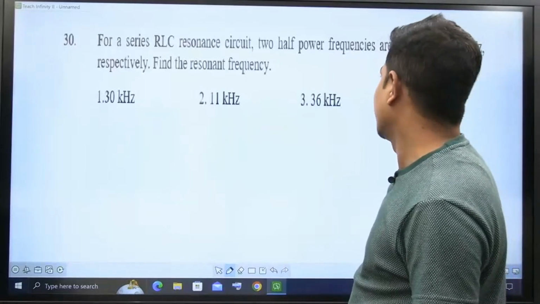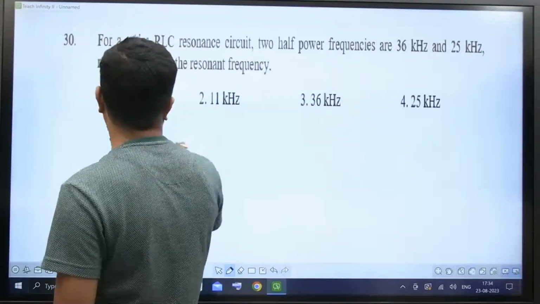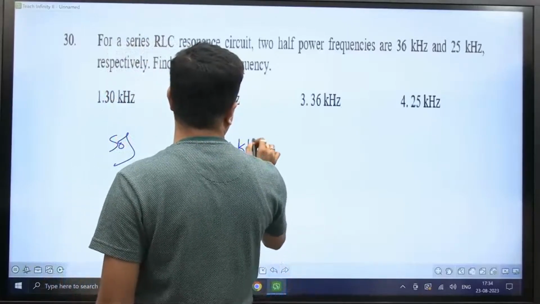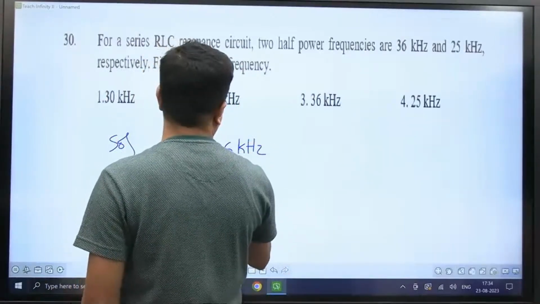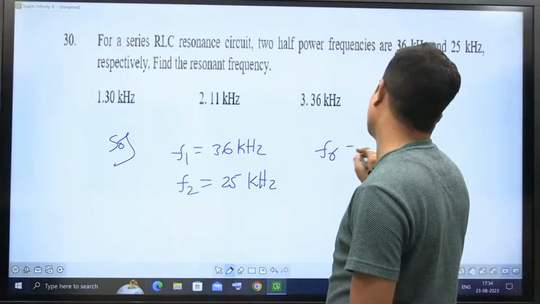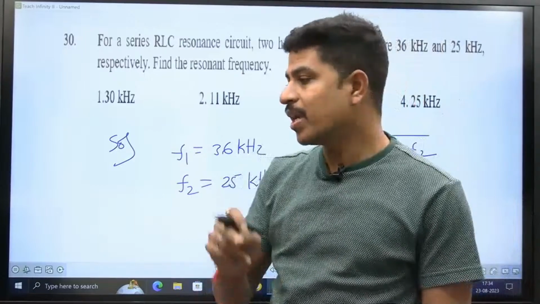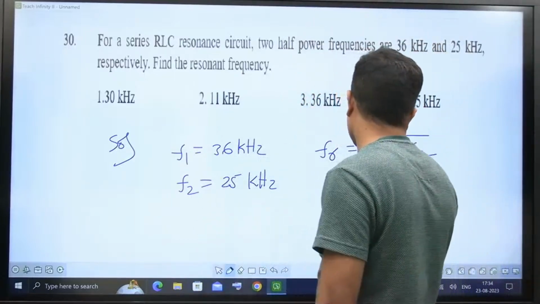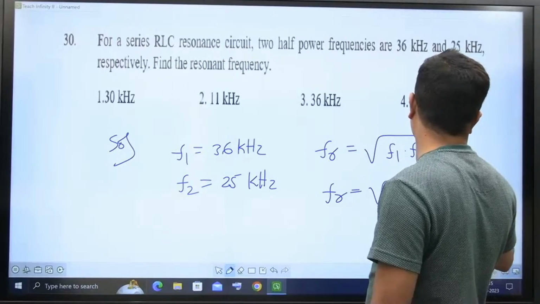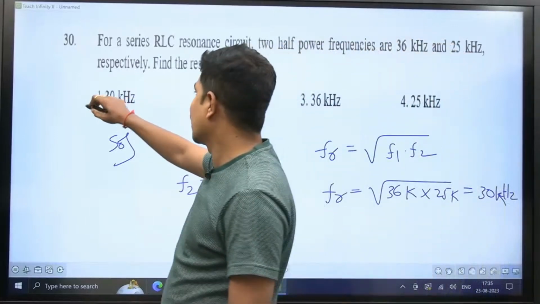Yeah, this is also a direct question. For a series RLC resonance circuit, two half power frequencies are given. Solution: F1 is equal to 36 kilohertz, and F2 is equal to 25 kilohertz. Now, what is asked? Find the resonant frequency. We have a beautiful relationship, that is Fr is equal to under root of F1 into F2, where F1 and F2 must be half power frequencies. That is Fr is equal to under root of 36 kilo into 25 kilo. If you solve it, you're going to get 30 kilohertz. So choice 1 is the answer.